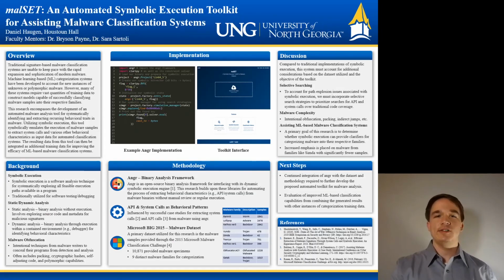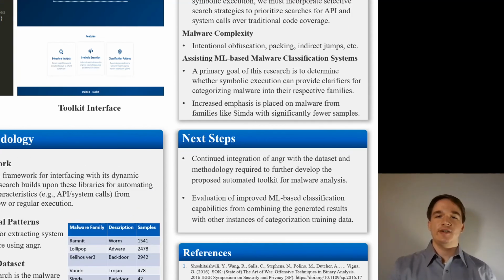Lastly, as this research is still in its preliminary stages, the next phases will include continued integration with angr, with our dataset, and methodology required to further develop the proposed automated toolkit for malware analysis, followed by the evaluation of the improved machine learning accuracy gained by incorporating the behavioral characteristics extracted by malSET.